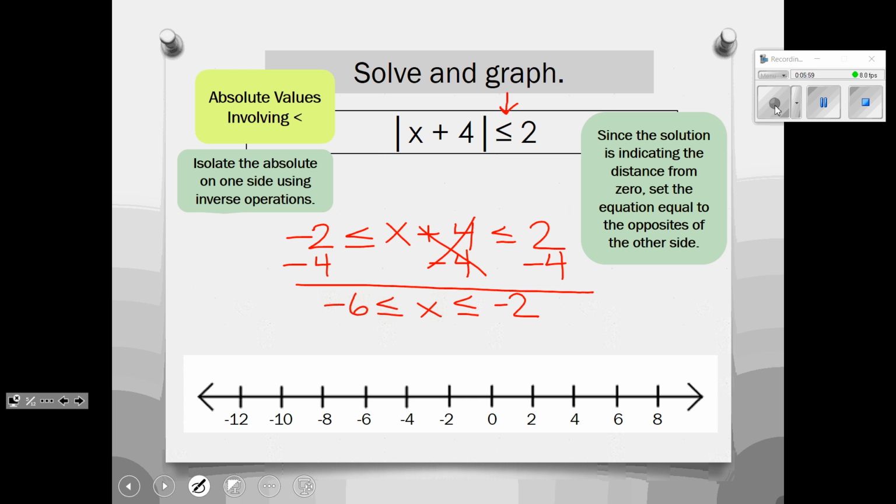So this reads x is less than or equal to negative 2, and x is greater than or equal to negative 6. But since it's less than, it's an "and." We can just graph it. We put our filled in dot at negative 6. We put our filled in dot at negative 2, and we connect it because it is an "and." Less is "and."